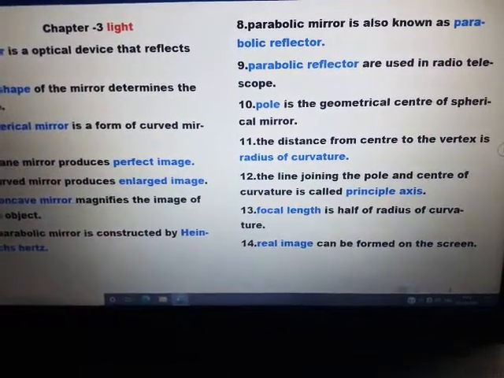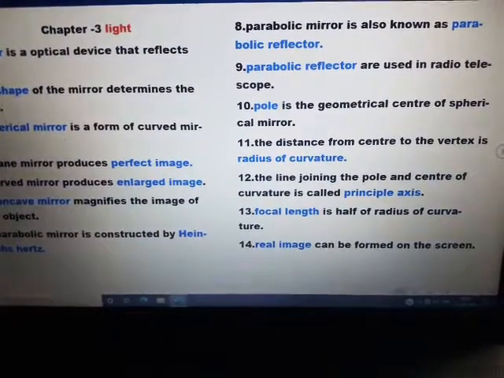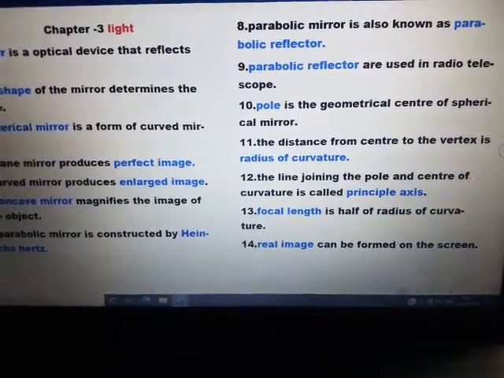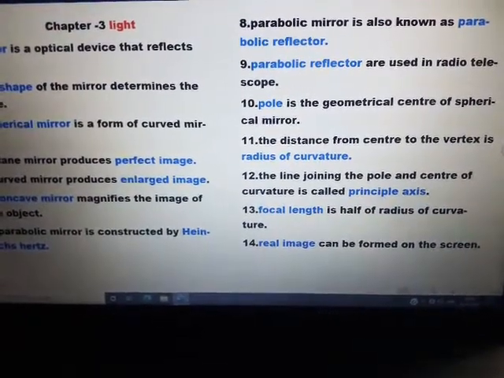13th question, dash is half of a radius of curvature. So focal length is a half of radius of curvature. This formula can be written as focal length is equal to radius of curvature divided by 2.